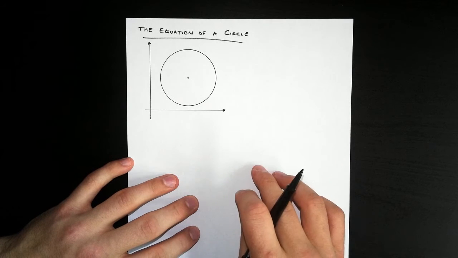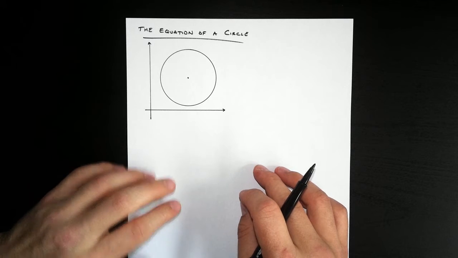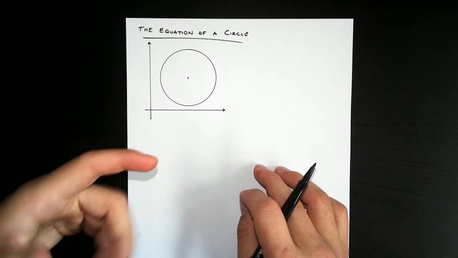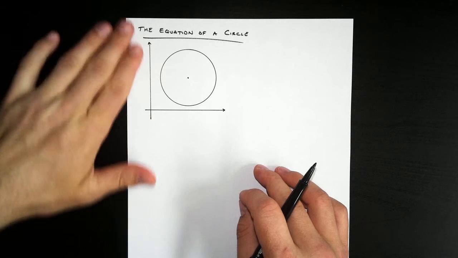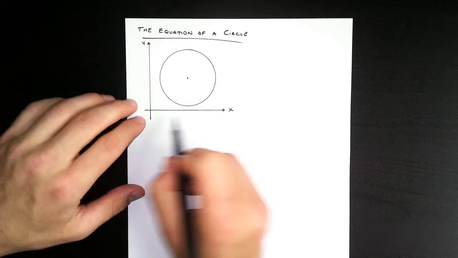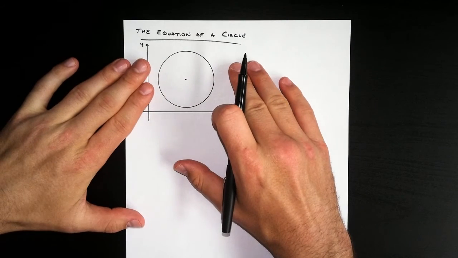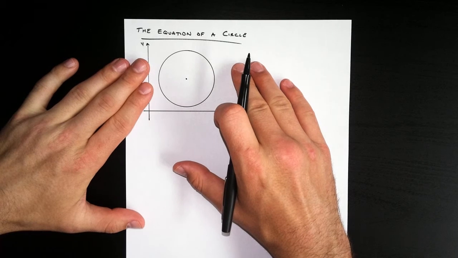Consider the equation of a line. We normally write that as y equals mx plus b. You have a y in there, you have an x in there, and those are your two variables, and those represent the points on our coordinate plane. Okay, so you have your x and your y coordinate. So we want to do the same thing for a circle.